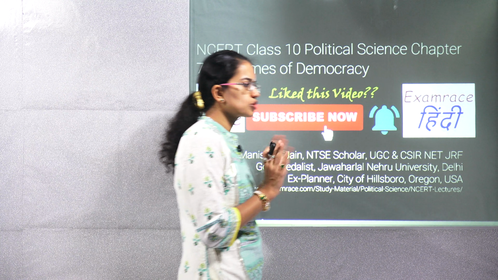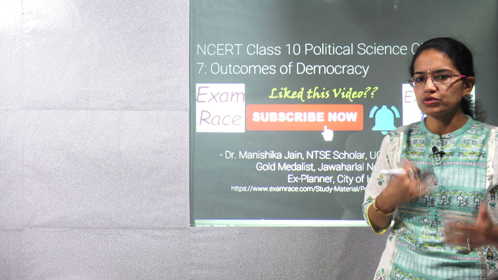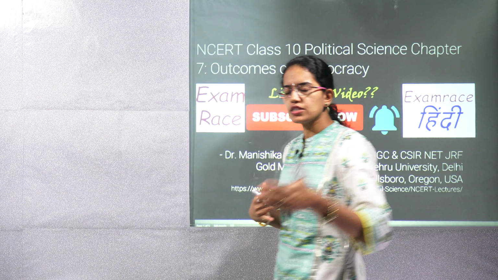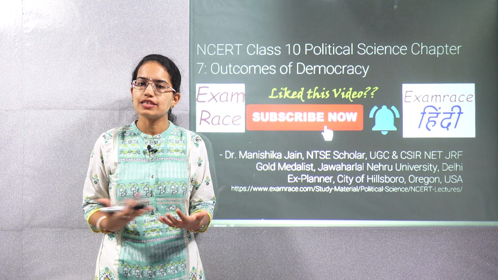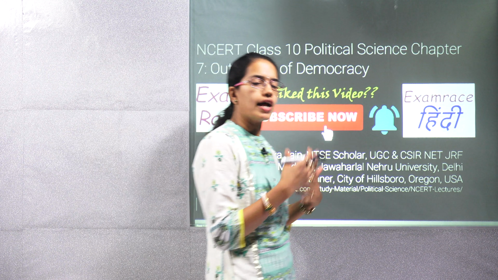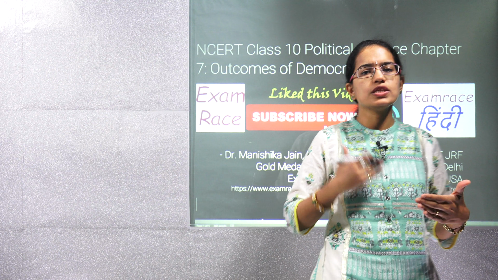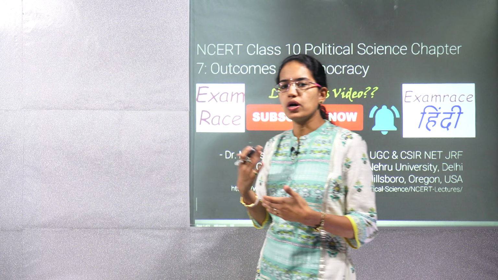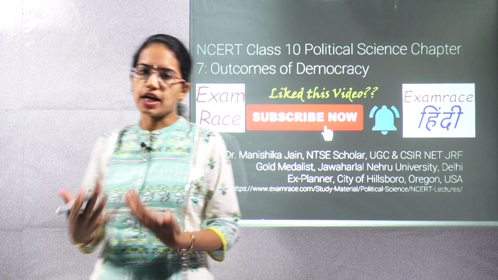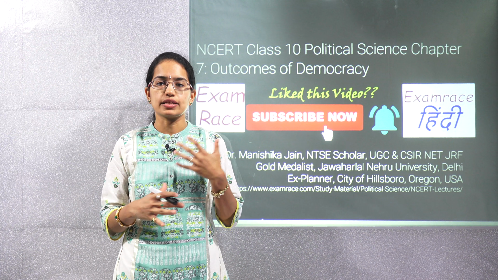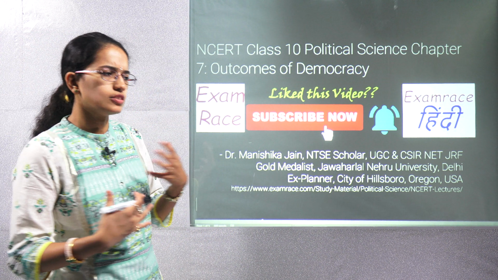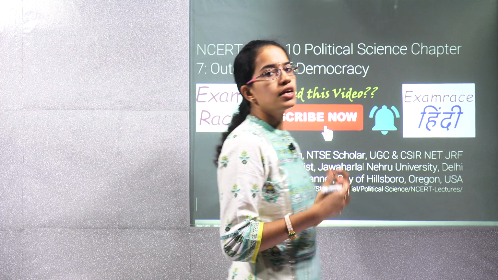Now this chapter exclusively talks about the outcomes of democracy. In the chapters so far, we have been understanding how democracy works, what has been the scenario in India and other nations, and how these nations have tried to attain democracy over time. Previously, many of the nations were fighting from either monarchy or dictatorship, and slowly and gradually they attained democracy.